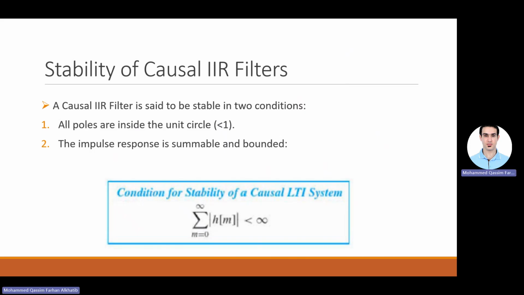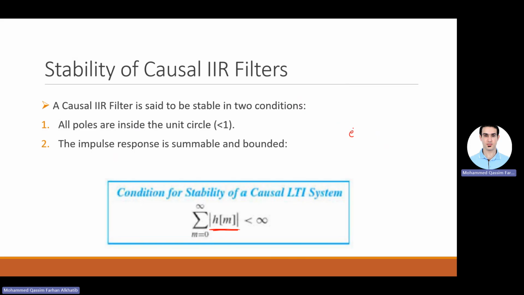All right, so stability for causal IIR filters. A causal IIR filter is said to be stable under two conditions. Stability actually has something to do with the magnitude or amplitude, over all time. The summation should be less than infinity. And I think we've done that in signals and systems.